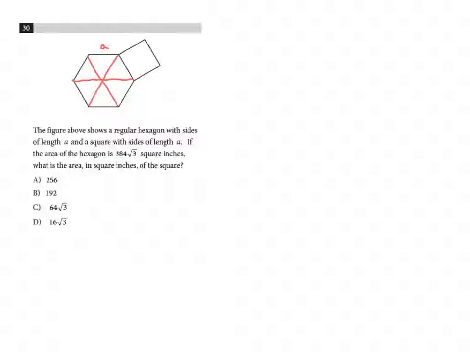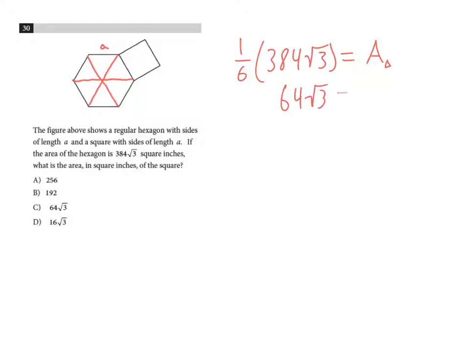If we know the area of the entire hexagon, we know that each triangle is just going to be 1/6 of that entire area. This can be the area of each triangle. Well, that's going to be a sixth. 6 goes into 38 6 times, with a remainder of 2, goes into 24 4 times. So each triangle is going to have an area of 64√3.